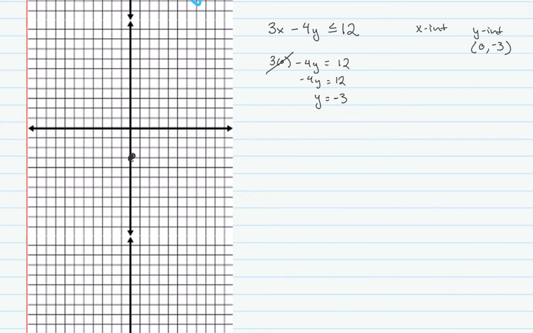Next, for our x-intercept, I'm going to be plugging in 0 for my y, since your x-intercept lies on your x-axis. And I get 3x minus 4 times 0. And we're pretending that is an equal sign again for the time being, just to solve. X equals 4. Right, so I go to 4, 0. And then our symbol here, less than or equal to, tells me that it's going to be a solid line. Alright, there is my solid line.